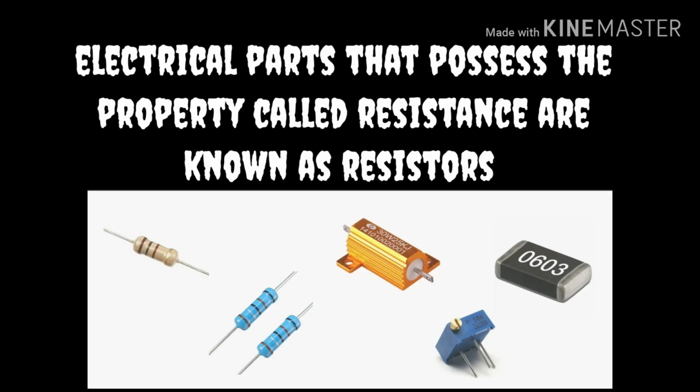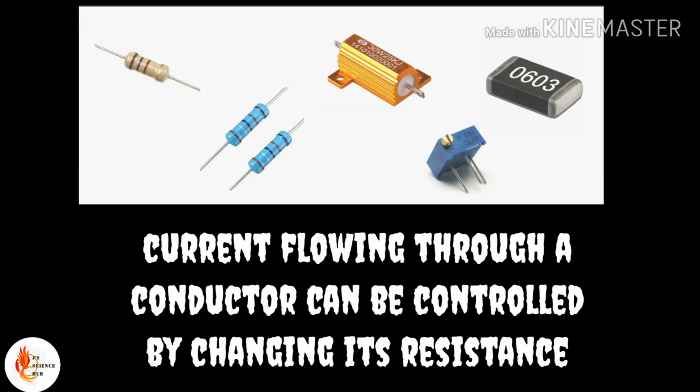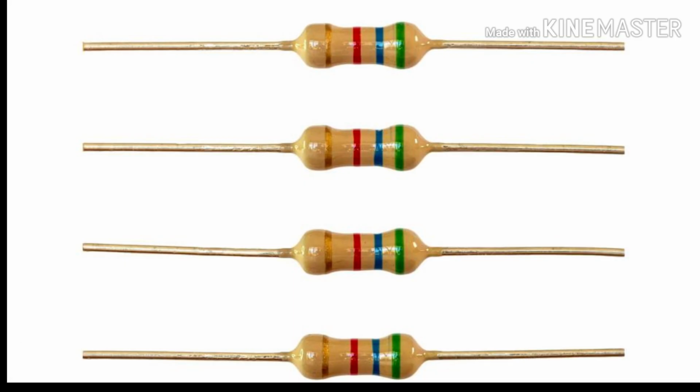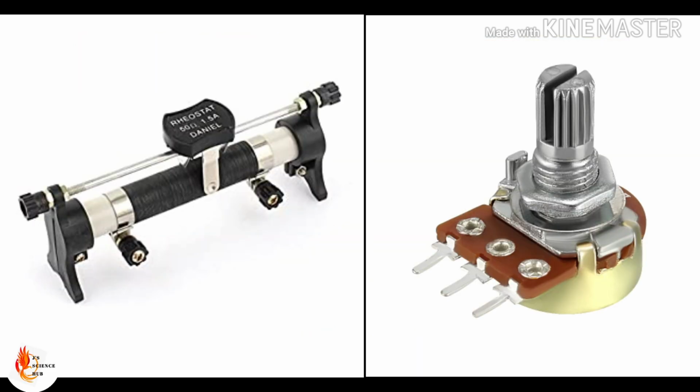Electrical parts that possess the property called resistance are known as resistors. These resistors are used in the circuit to control the amount of current that flows. There are different types of resistors we use in our day-to-day life. Some are fixed resistors, which have a fixed resistance value, while some are variable resistors which have a certain range in between which the resistance can be changed according to our wish.